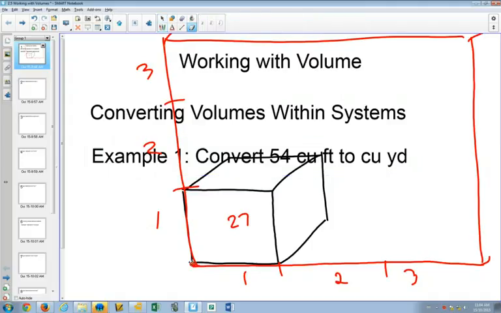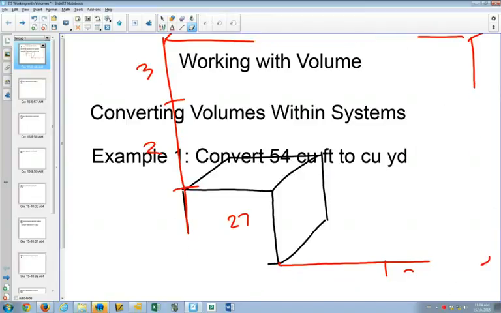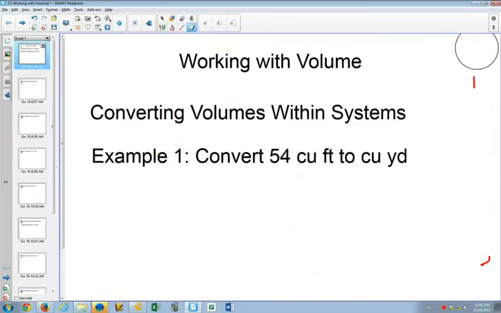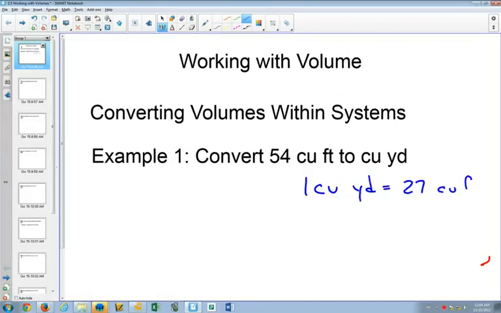I'm going to erase this so we can actually see what we're working with here. The other thing we can do is look at our formula sheet and see, is there a conversion in volumes between cubic yards and cubic feet? On our formula sheet it says that 1 cubic yard is 27 cubic feet. So we want to convert 54 cubic feet to cubic yards. If you're able to do a shortcut and say, I know I need to divide by 27, so my answer is 2, that's great.